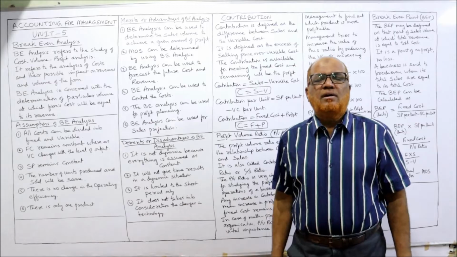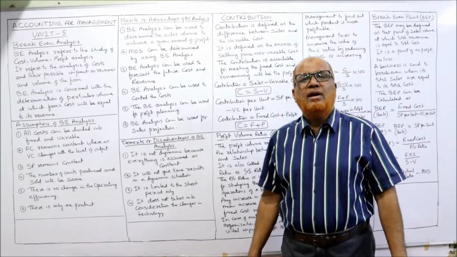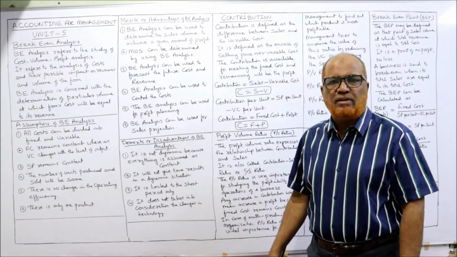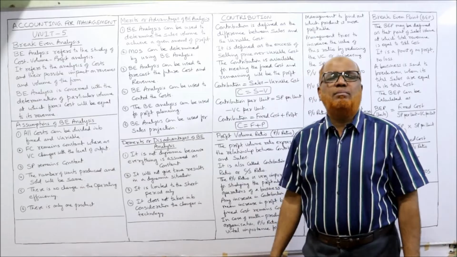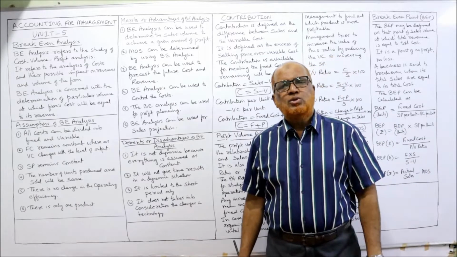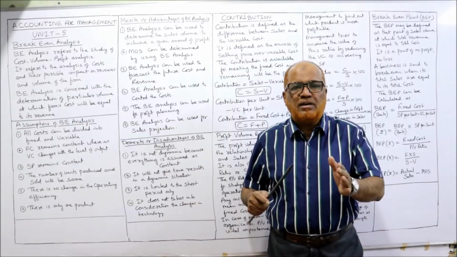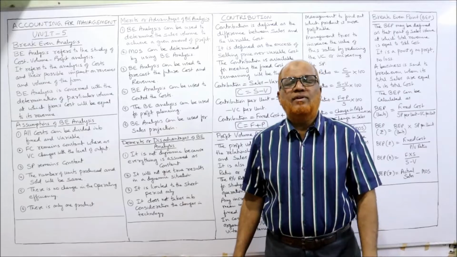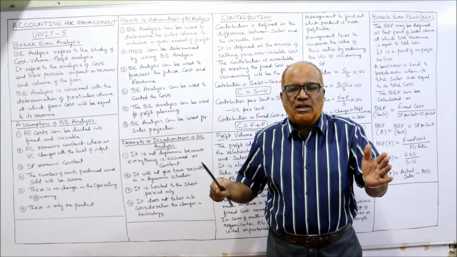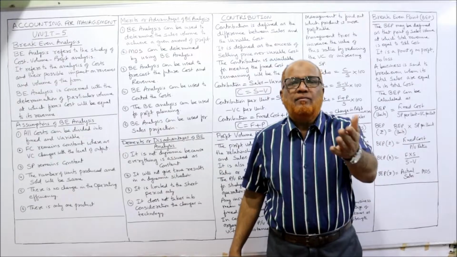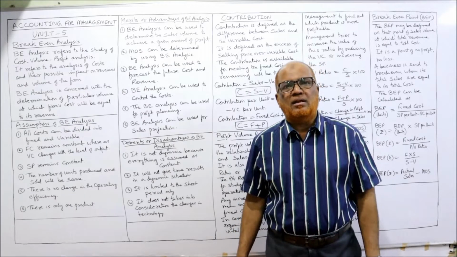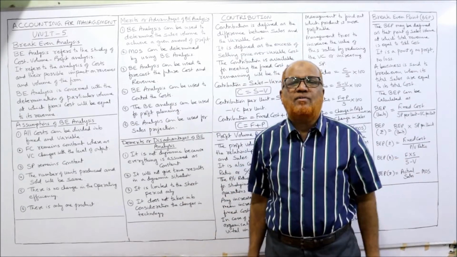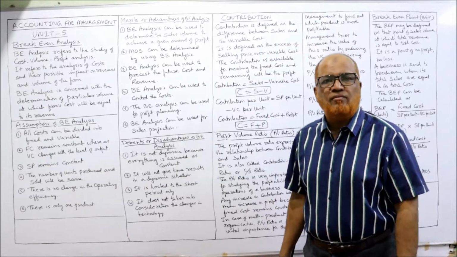Now, assumptions. When we apply break-even analysis, we have to assume certain variables. So, what are the assumptions of break-even analysis? The first one: all costs can be divided into fixed and variable. Before applying the break-even analysis, it has to be clear which costs are fixed cost and which costs are variable cost. If we cannot distinguish the cost between fixed and variable, we cannot apply the break-even analysis. So complete break-even analysis depends on the segregation of cost between fixed cost and variable cost.